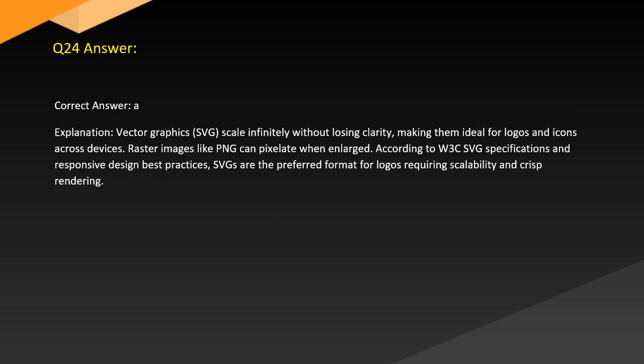Answer. Correct answer. Explanation. Vector graphics like SVG scale infinitely without losing clarity, making them ideal for logos and icons across devices. Raster images like PNG can pixelate when enlarged. According to W3C specifications and responsive design best practice, SVGs are the preferred format for logos requiring scalability and crisp rendering.